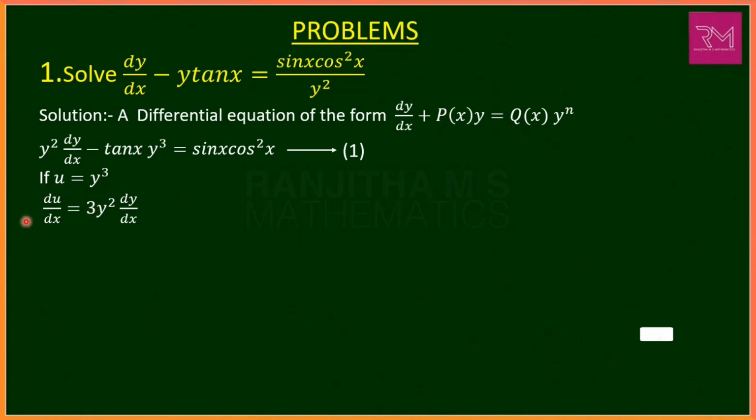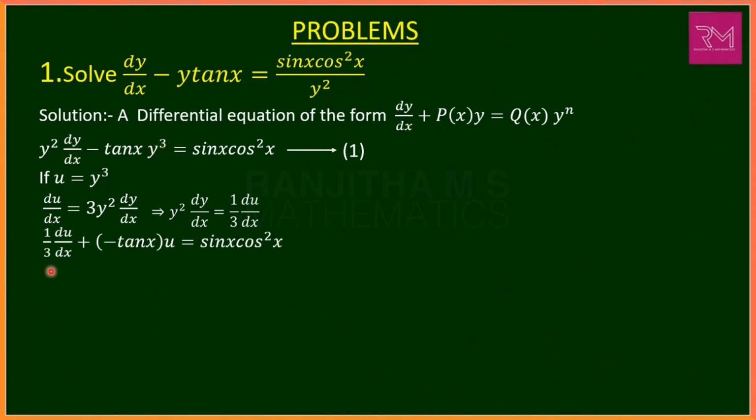Next step, take this 3 to the left hand side, we get y square into dy by dx value becomes 1 by 3 into du by dx. Now substituting this value as 1 by 3 into du by dx and y cube value as u, we get 1 by 3 into du by dx plus, here take minus tan x as it is into, here y cube is u, which is equal to sin x into cos square x as it is. Next step, take LCM as 3 and simplify, we get du by dx plus, here taking LCM means you have to multiply by 3, that is minus 3 into tan x into u, which is equal to 3 into sin x into cos square x.